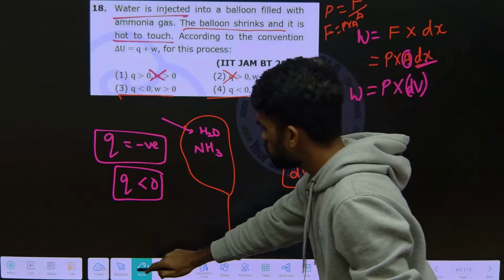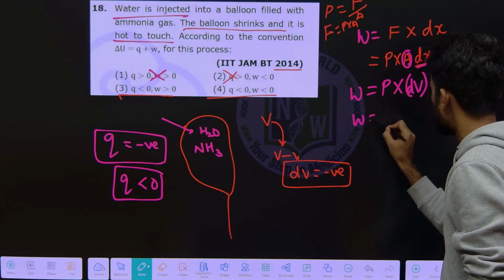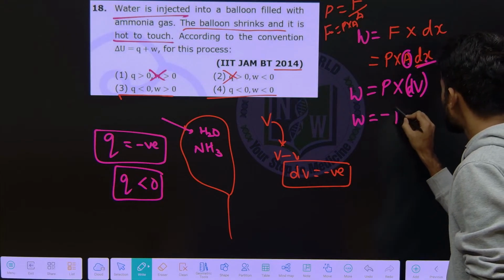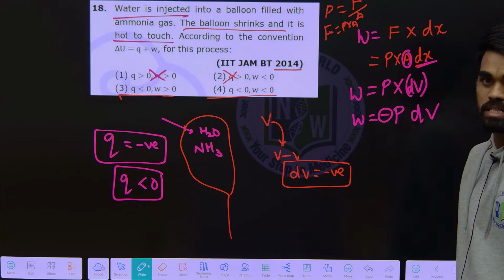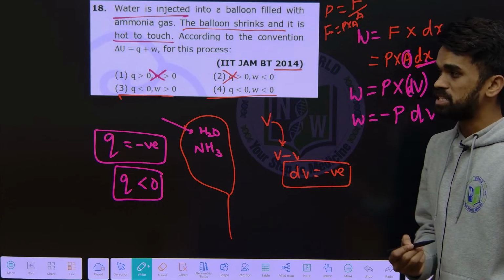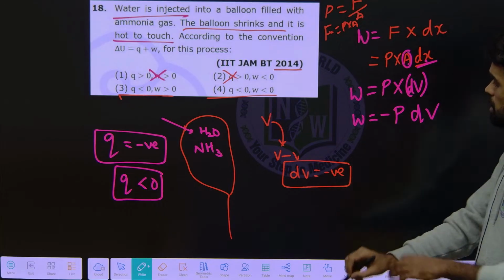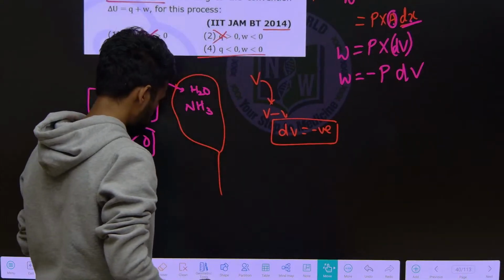And when it comes to chemistry thermodynamics, we will be using the symbol W equals minus P dV. So what is the use of this minus here? That minus symbol says work done by the system. Just try to understand what I am explaining here.